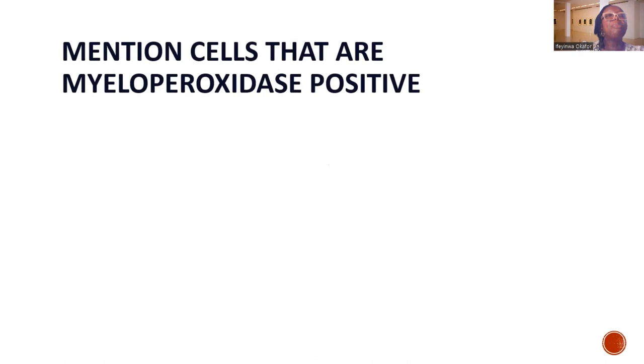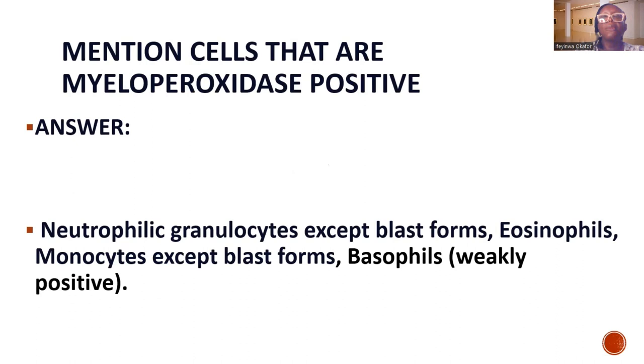Mention cells that are myeloperoxidase positive. The cells that are myeloperoxidase positive are neutrophilic granulocytes, except blast forms. Neutrophils are always myeloperoxidase positive, except the blast forms. The blast forms are not myeloperoxidase positive. Eosinophils are also myeloperoxidase positive. Monocytes are also myeloperoxidase positive, except the blast forms. Basophils are weakly positive.